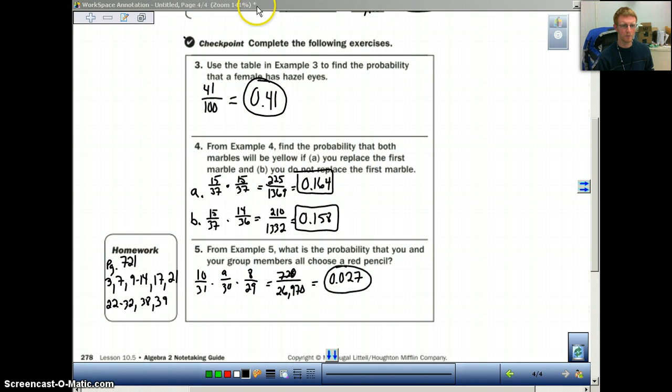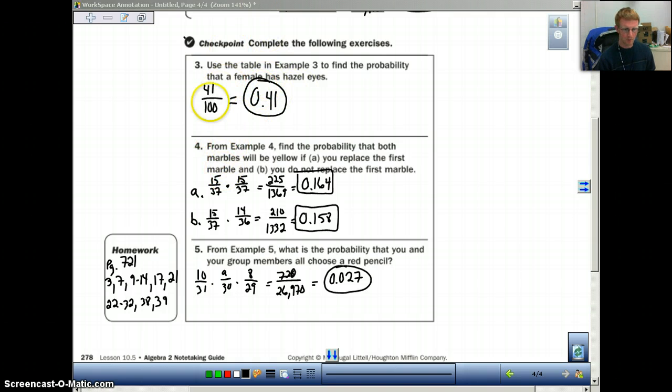All right, so in the first one, we're using example 3, which is on the other side of this paper, and because we're only dealing with females, it tells us that we're dealing with females. So now it's a conditional probability, so now our total number changes to 100. And because there's 41 females with hazel eyes, it's 41 over 100, so we get 0.41.